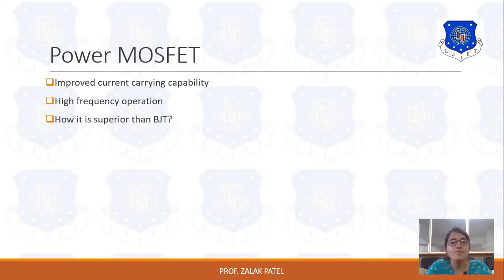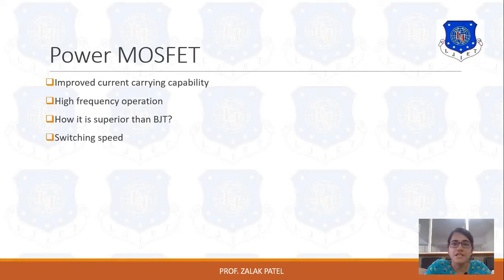A bipolar junction transistor is basically a current control device where the collector current depends on the base current, meaning IC is a function of IB. If the base current changes, then the collector current also changes. It also depends on the junction temperature, so it cannot be easily controlled, while the power MOSFET is a voltage control device that can be controlled easily.